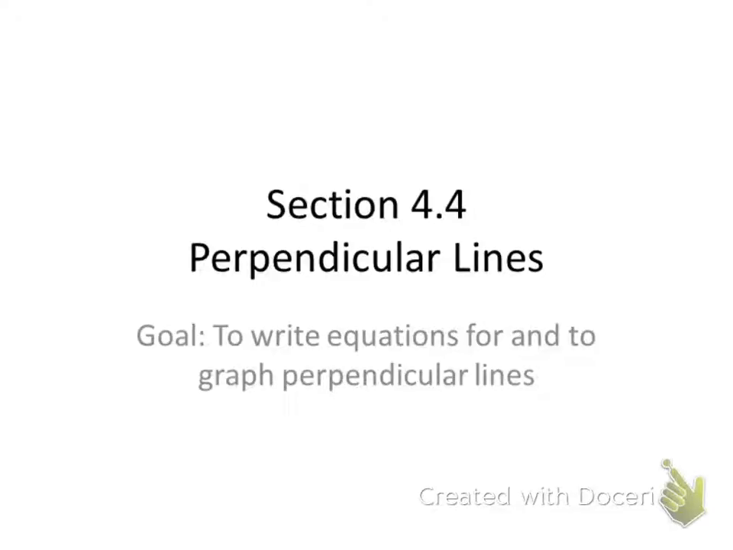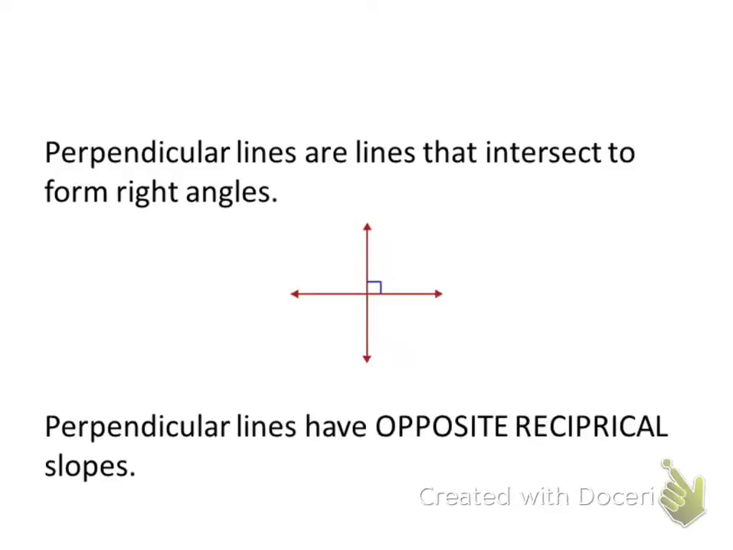All right, so section 4.4 is all about perpendicular lines. The goal is to write equations for and to graph perpendicular lines. So last week we learned about parallel lines. We learned that parallel lines have the same slope. Today we're learning basically the complete opposite of that. We're learning about perpendicular lines.